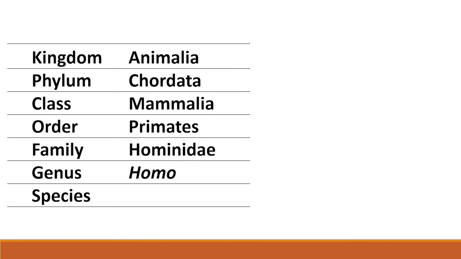chordate group. Within that, we are in the class Mammalia, which includes all the animals that have live birth and give their babies milk and have fur or hair on the outside. That is what distinguishes Mammalia from the others. The order we're in is Primates, or most people just use the English word primates. We are primates, which means we're in the order that includes monkeys and apes.